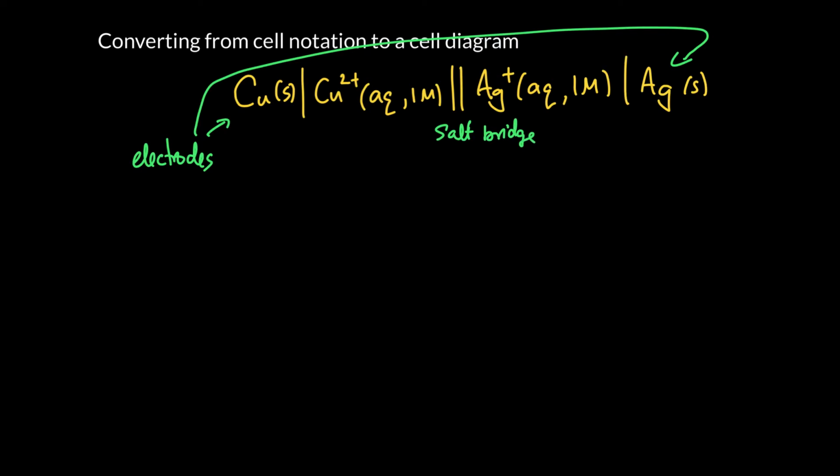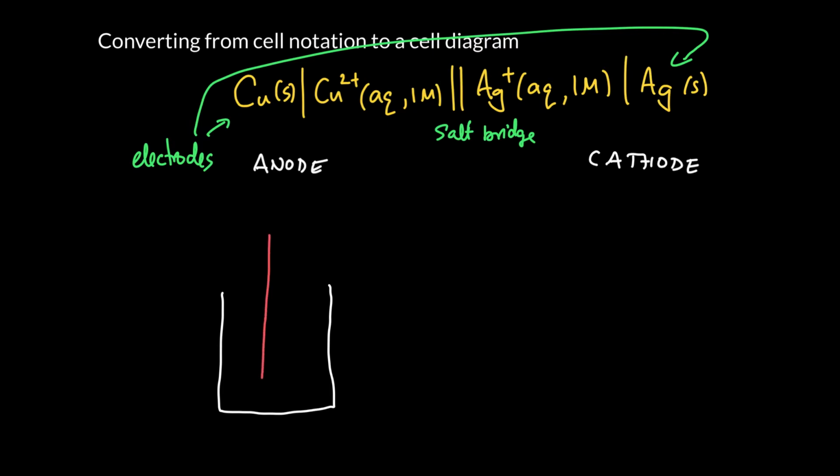So we know that the left-hand side is the anode by convention, and the right-hand side is the cathode. And by convention, when we draw these pictures, we draw the anode on the left and the cathode on the right. Okay, so the anode must contain a piece of copper. So we're going to have a copper strip. All right, so you can just go to your friendly copper store and buy a piece of copper. And it's going to be dipped into a solution containing copper ions at a concentration of 1 mole per liter. So, okay, how would we write that? I guess we could just write Cu2+ aqueous, 1 mole per liter.